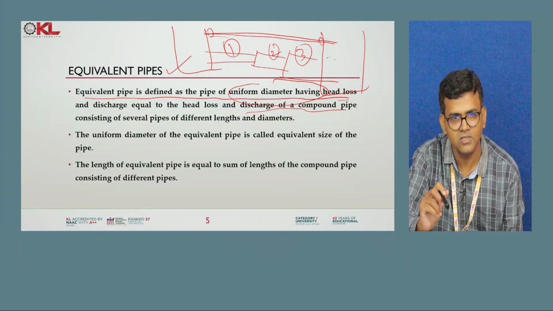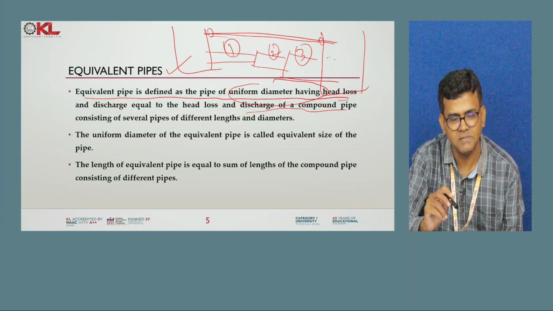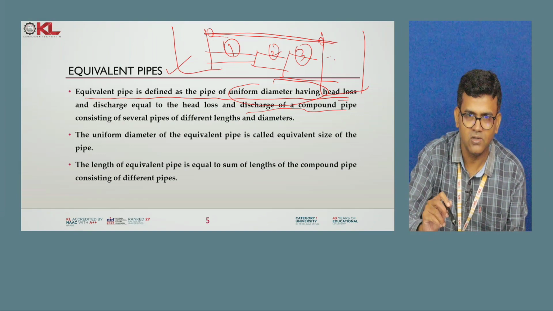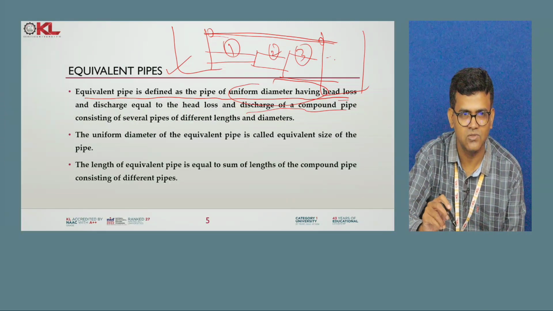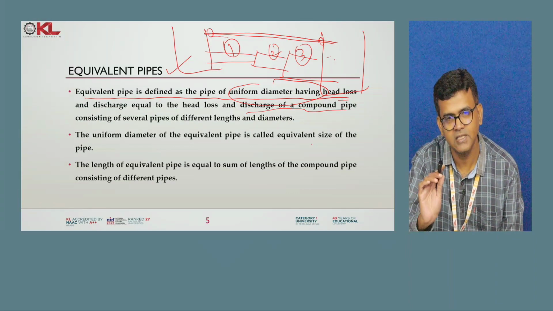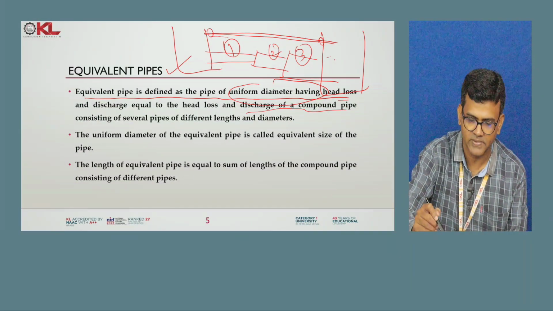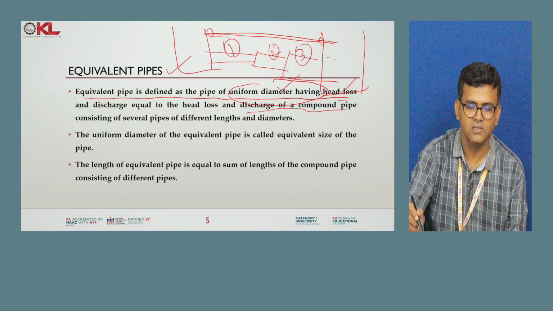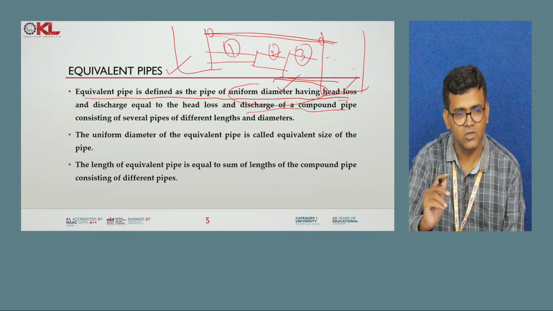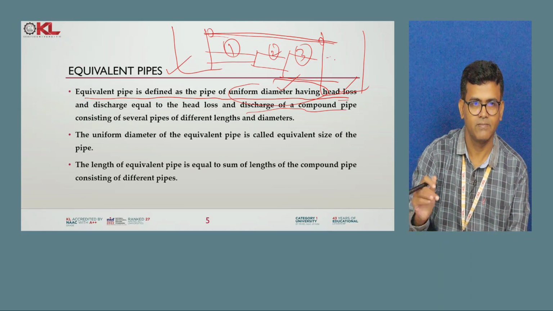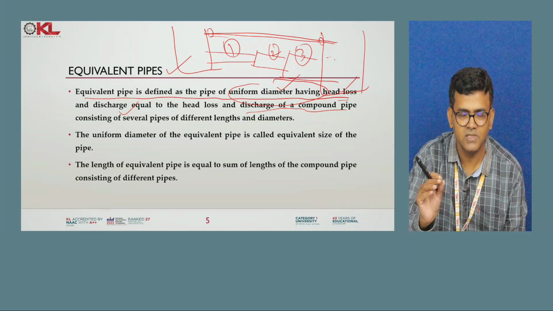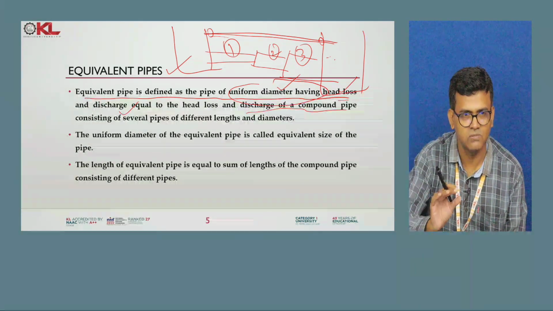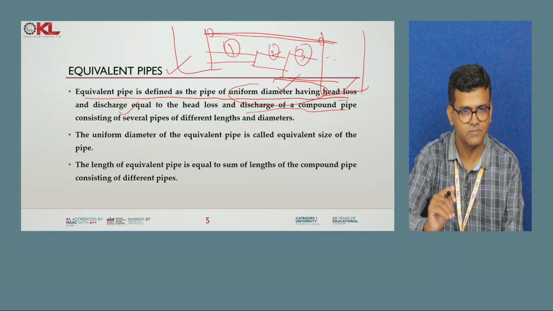So whatever the head loss is in the compound pipe, that is the pipes connected in series, the same head loss will be from the equivalent pipe, and whatever the discharge is in the pipes in series, the same discharge should be there in the equivalent pipe. That is the characteristic. There are three characteristics. One is the uniform diameter, second is the head loss should be equal in the equivalent pipe and the pipes connected in series, and third is the discharge, which should be the same as in the pipes connected in series.